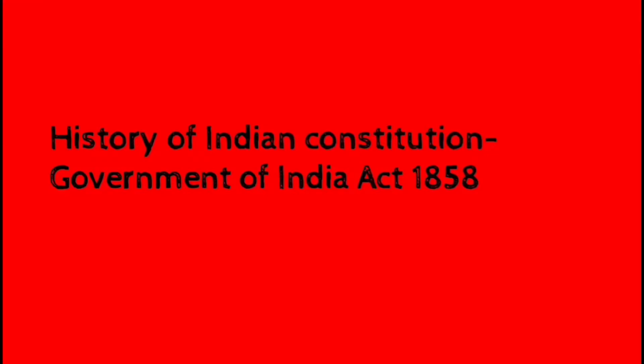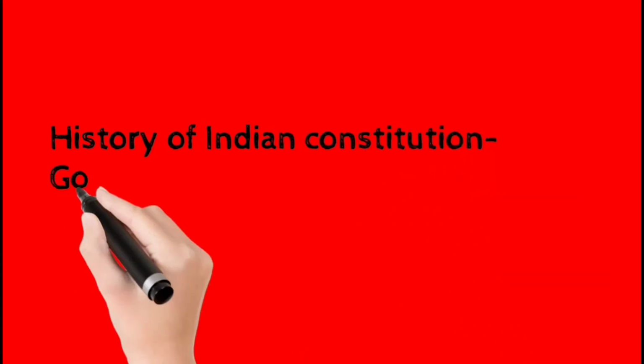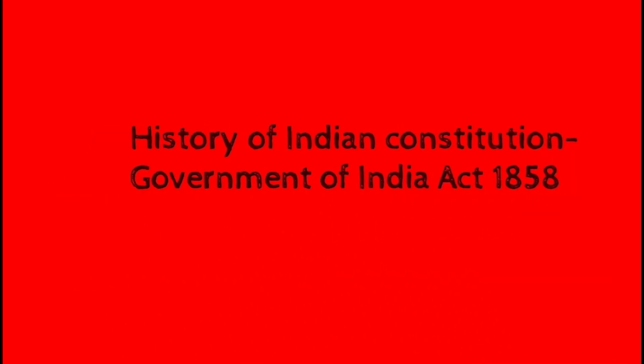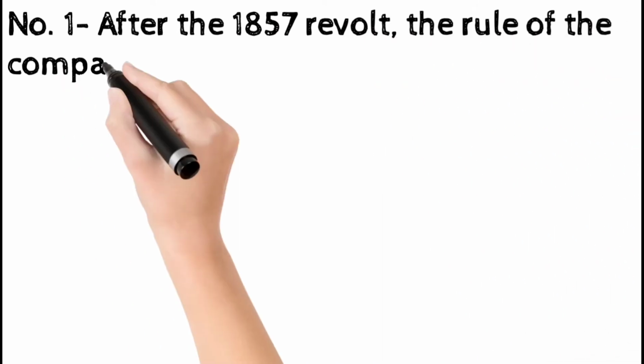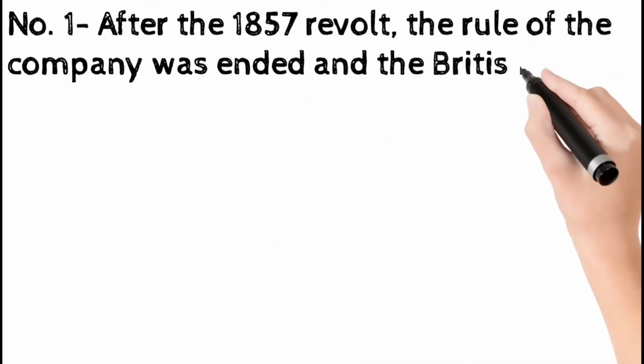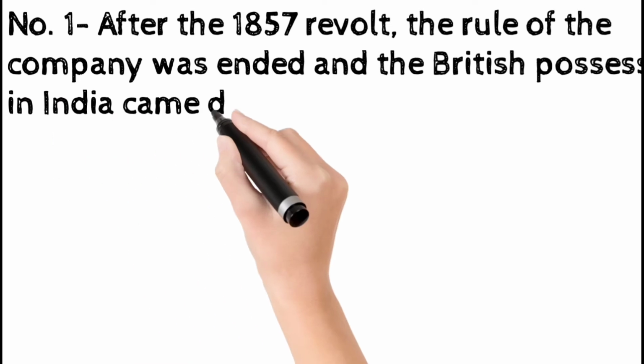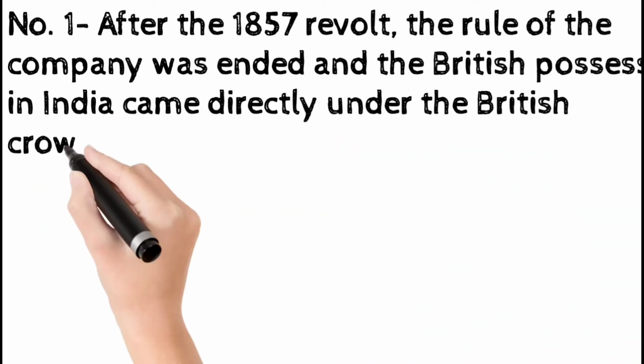History of the Indian Constitution: Government of India Act 1858. Number 1. After the 1857 revolt, the rule of the company was ended and the British possessions in India came directly under the British Crown.